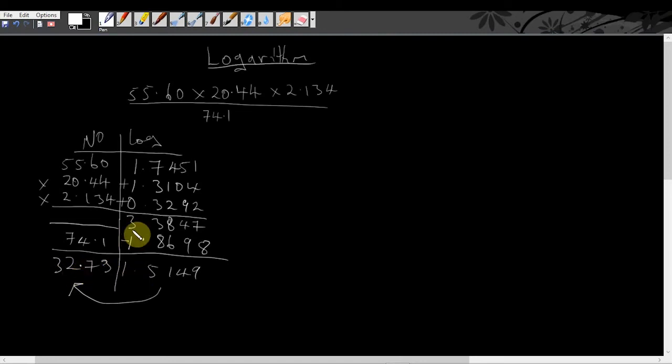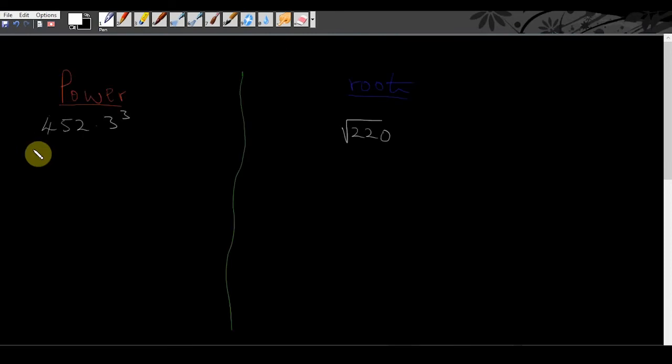This is how you solve this. Let's now go into powers and roots of this logarithm of numbers greater than 1. Okay, let's solve this power first. Let's say we are to evaluate this 45.23 to power 3 using logarithm table. Remember the way we've been doing it.